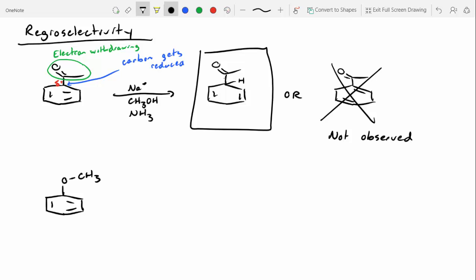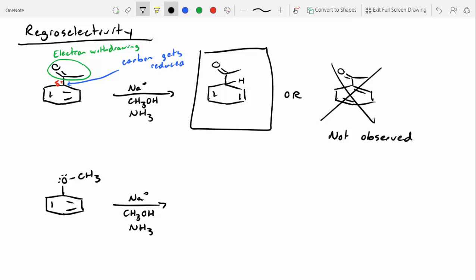What's this compound called? Anisole, right? Let's say we try to do a Birch reduction on anisole. Is anisole electron rich or electron poor? Is that methoxy group going to donate electrons in or pull electrons out? Let's try both ways.